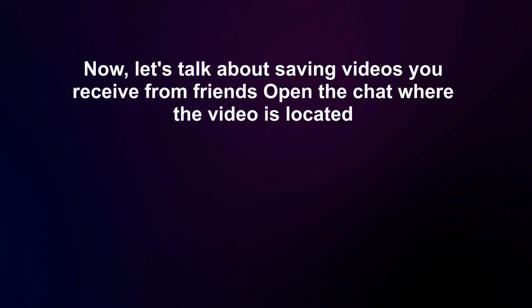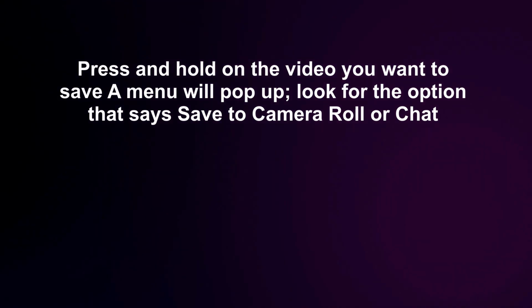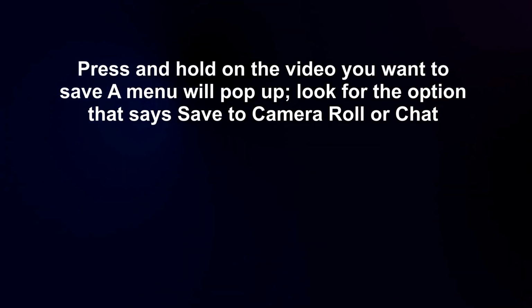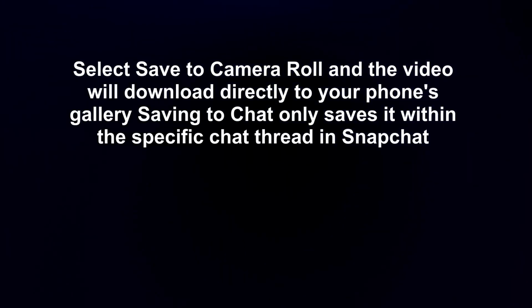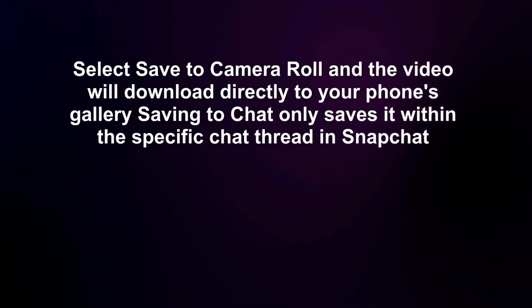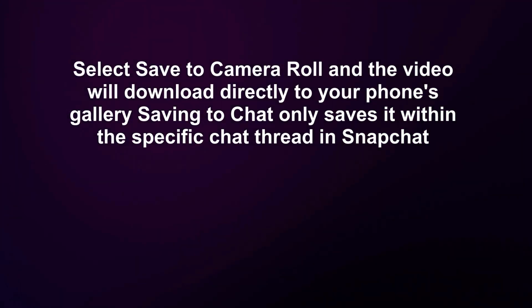Now, let's talk about saving videos you receive from friends. Open the chat where the video is located. Press and hold on the video you want to save. A menu will pop up. Look for the option that says Save to Camera Roll or Chat. Select Save to Camera Roll and the video will download directly to your phone's gallery. Saving to chat only saves it within the specific chat thread in Snapchat.